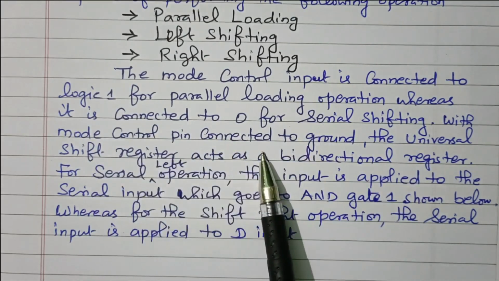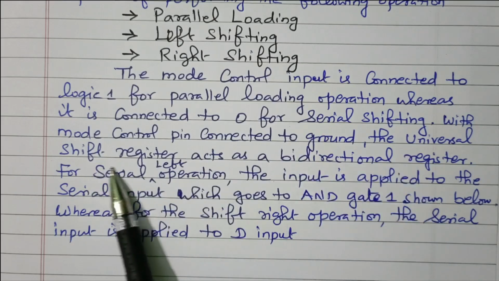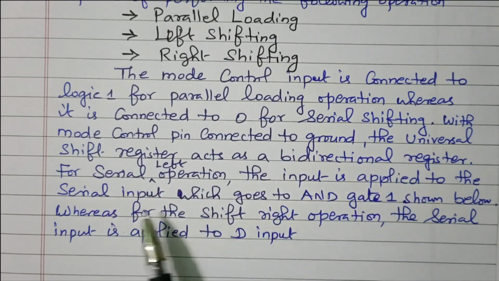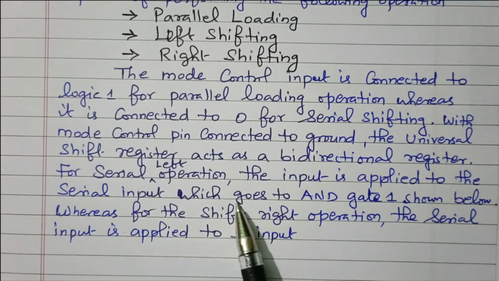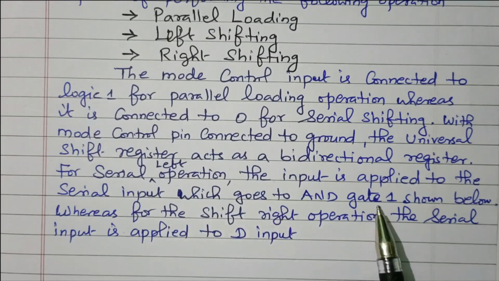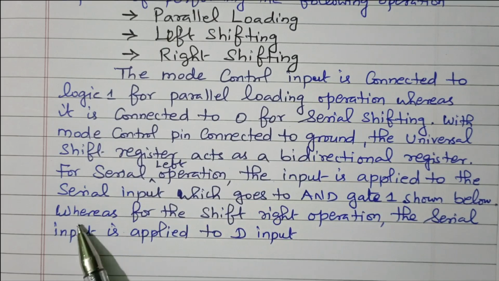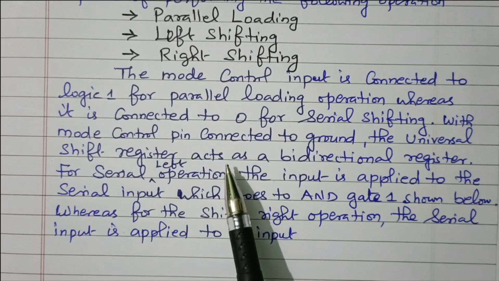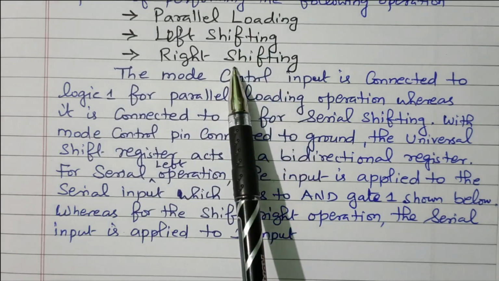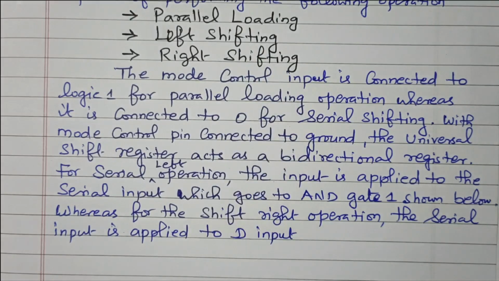When the mode control pin is connected to ground, the universal shift register acts as a bidirectional register. For the serial left operation, the input is applied to the serial input, which goes to AND gate 1 as shown in the diagram. Whereas for the shift right operation, the serial input should be applied to the D input. That direction was not given in the diagram. So the shift right and left operation is clearly given, right? So we can perform parallel loading, shift left or shift right. These three operations we can perform.